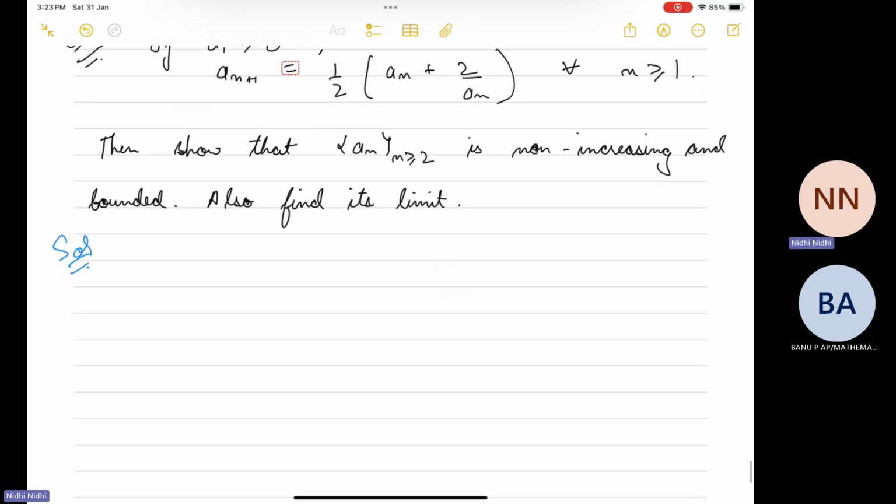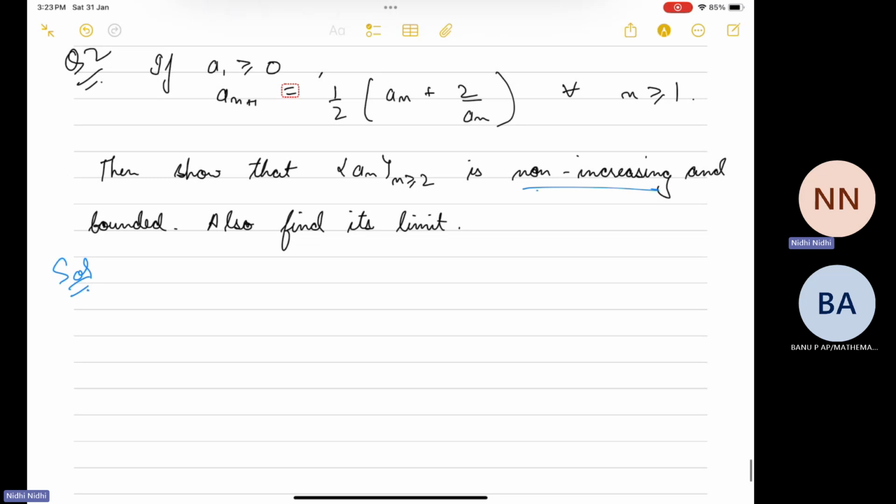Now, firstly, we'll see whether the sequence is non-increasing or not. For that, we need to see the behavior of the terms an plus 1 minus an, whether it is positive or negative or how it is changing. So now this an plus 1 minus an, this is equal to, by definition, 1 by 2 times an plus 2 by an, and I will take this an as it is.